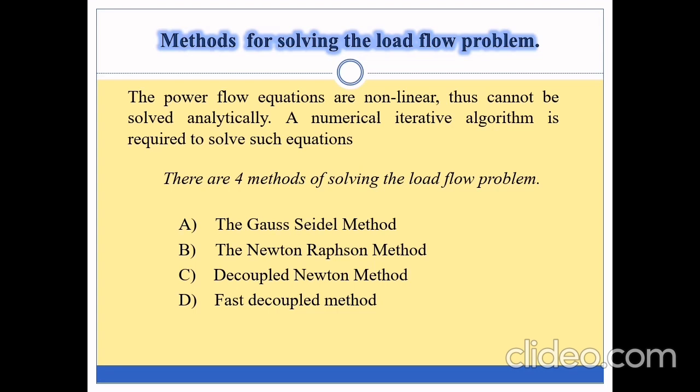Trial and error technique, that is, systematic trial and error techniques. They are best suited for our power system calculations. The first is Gauss-Seidel method, popularly known as GS method. Second one is Newton-Raphson method, NR method. Then decoupled Newton-Raphson method, that is the third one. Then fast decoupled method is the fourth one.